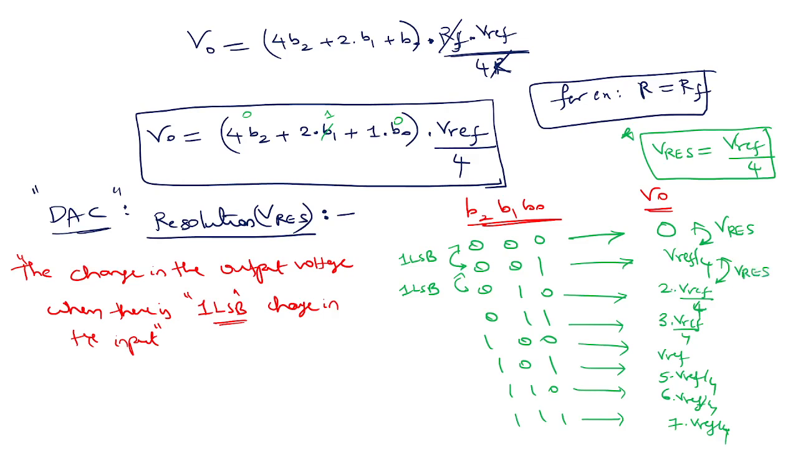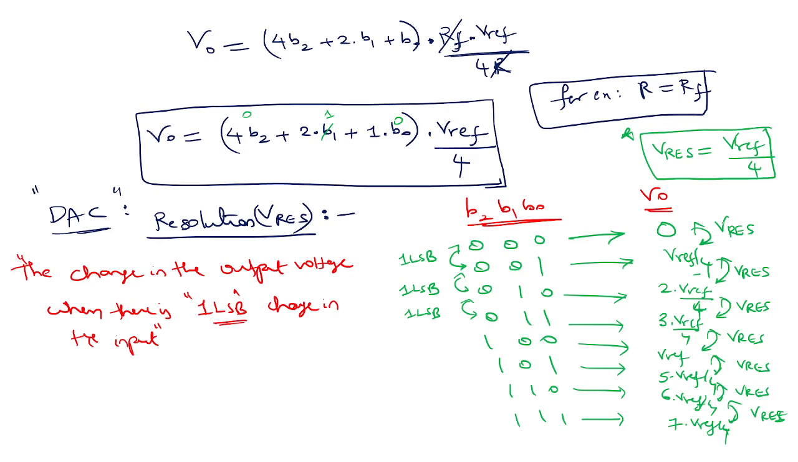V resolution is 2 times V reference by 4 minus V reference by 4. Again, this is 1 LSB. That means this is also V resolution. Again, this is V resolution. Again, the change here is V resolution. Are you getting it?